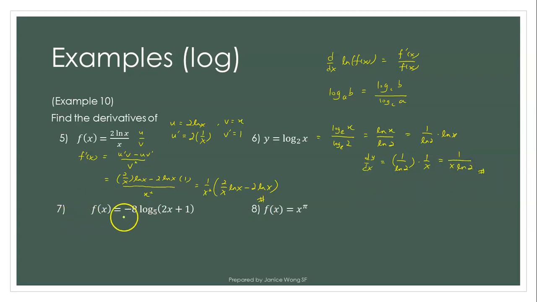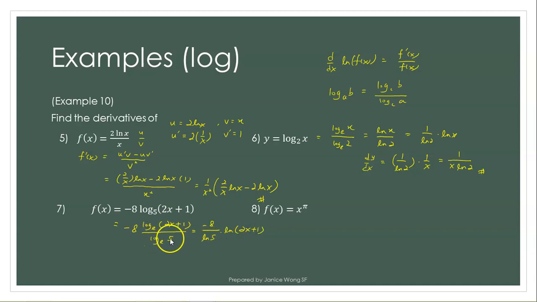Number 7, similar to number 6, this is a log function, but it is not log base e. So we need to change the base first. Negative 8 stays. This is actually log base e of 2x plus 1 over log base e of 5, which equals negative 8 over ln 5, and I will pull this denominator aside, times ln 2x plus 1.